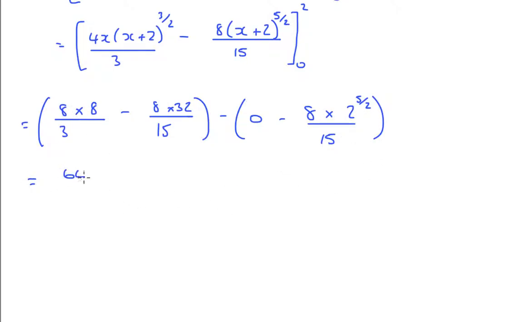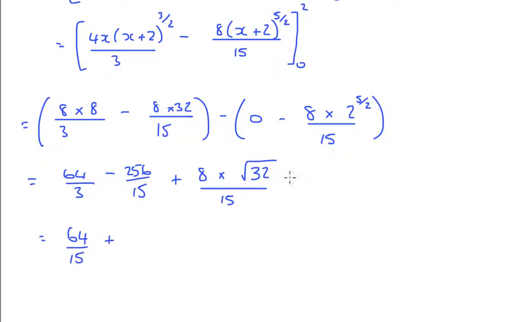This is going to be 64 over 3 minus 8 32s are 256 over 15, minus, so plus 8 times the square root of 2 to the power of 5, or the square root of 32, over 15. 64 over 3 minus 256 over 15 is 64 over 15.